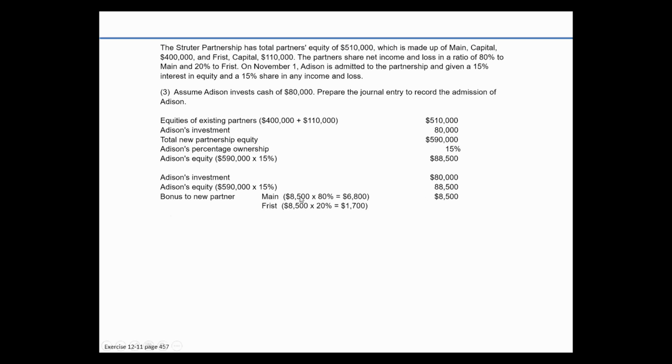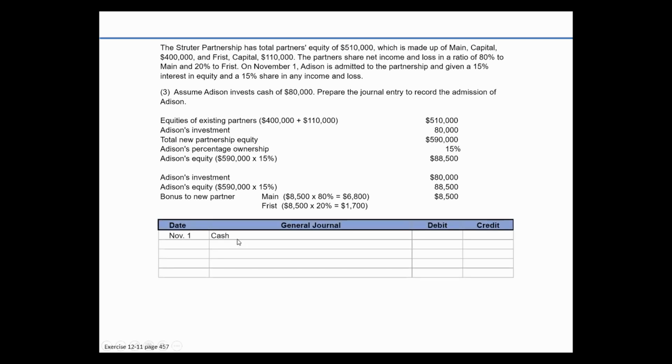Of that, Main would be responsible for paying $6,800 of it because 8,500 multiplied by 80% is 6,800. Frist would be responsible for paying 1,700. Again, 8,500 multiplied by 20%.